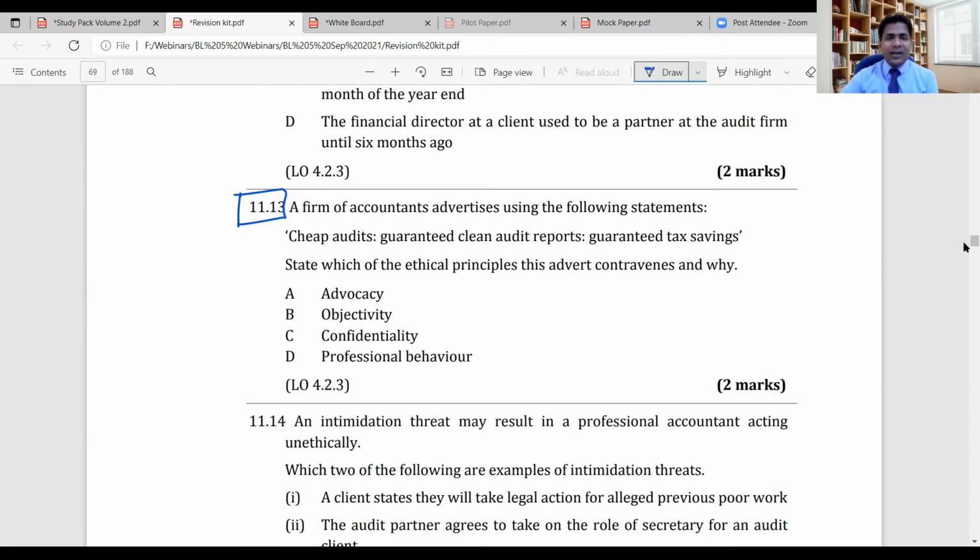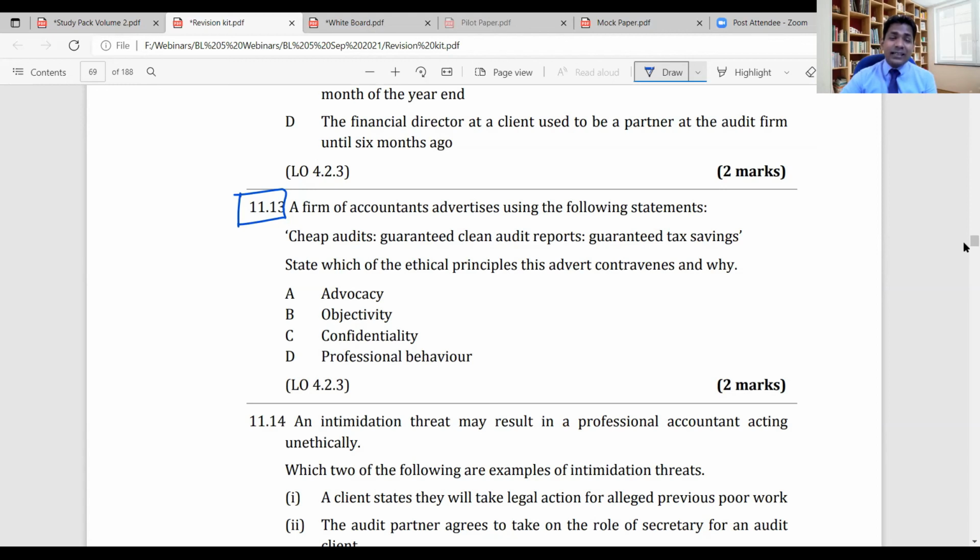A firm of accountants advertises using the following statements: cheap audits, guaranteed clean audit report, guarantees tax savings. Can you remember I told you about the cricket match at the R. Premadasa Stadium, with a 10% discount? Have you seen this statement in the media? No. So just see again: cheap audit, guaranteed clean audit report, guaranteed tax savings.